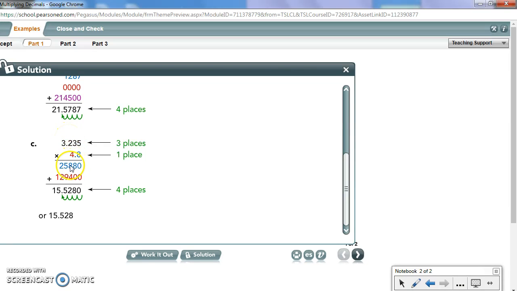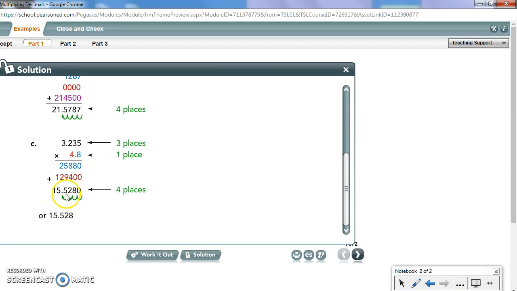8 times 2 is 16, plus 2 gave them 18. Carry their 1. 8 times 3 is 24, plus 1 is 25. They then have 0 as a placeholder. 5 times 4 is 20. They carried their 2. 4 times 3, they did so on and so forth. They multiplied their 4s, okay? When they multiplied that, they added that together, and they noticed that they had a cha-cha slide 4 times.